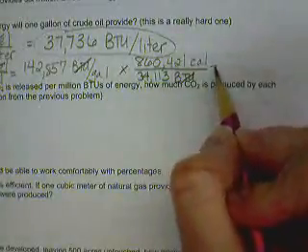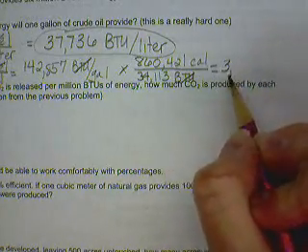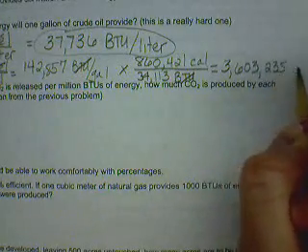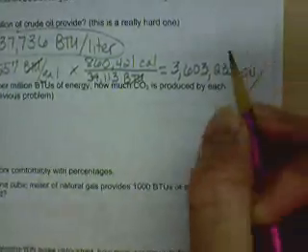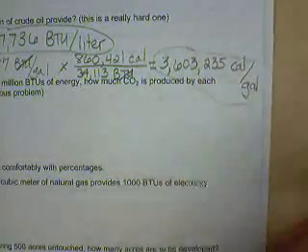So doing this with a calculator, because again it's terrible, we have 3,603,235 calories per gallon. That is our answer.